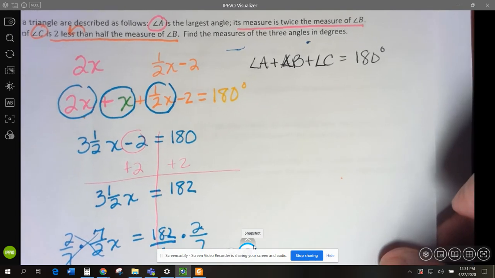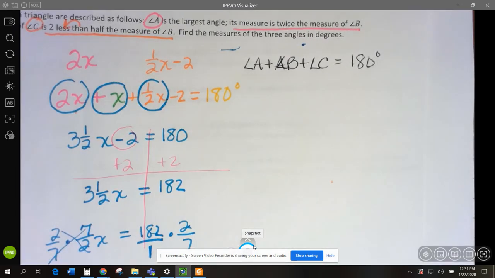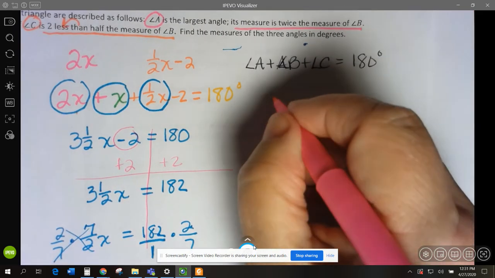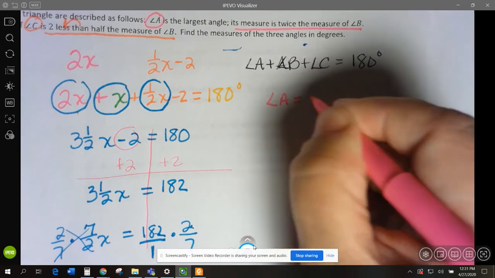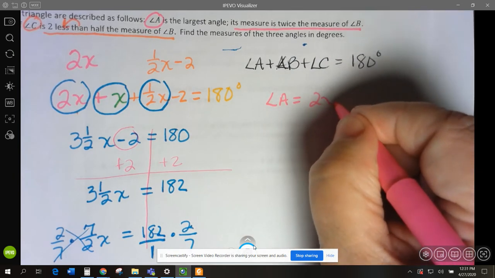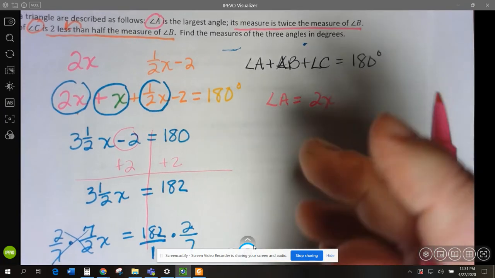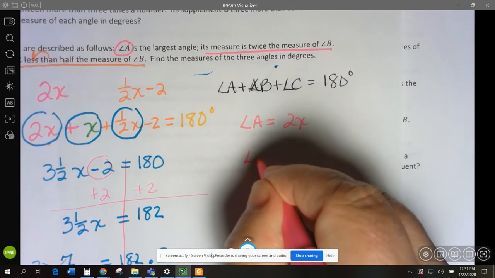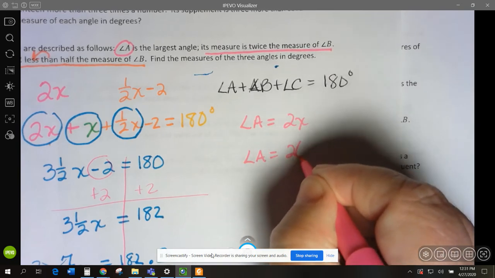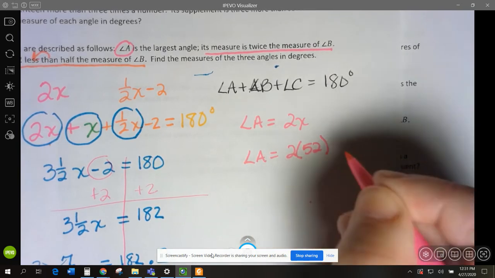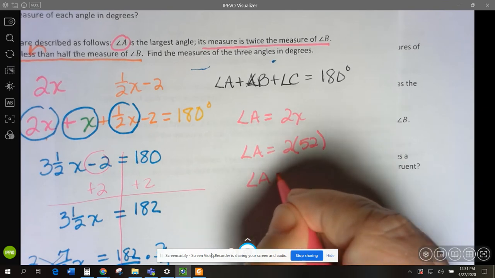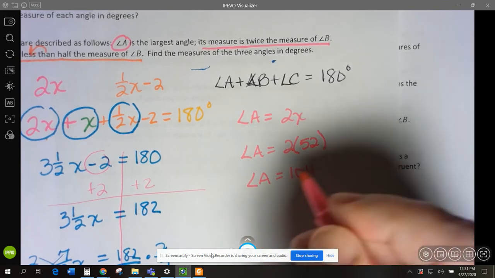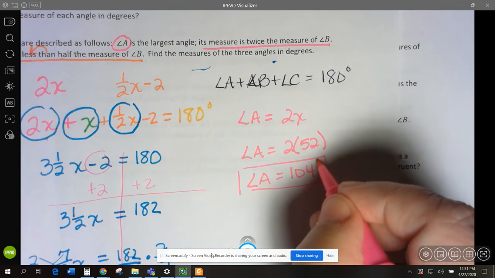So let's come back up here. Angle A is 2x, which means x is 52, right? So angle A is going to equal 2 times 52. So angle A is going to be 104 degrees.